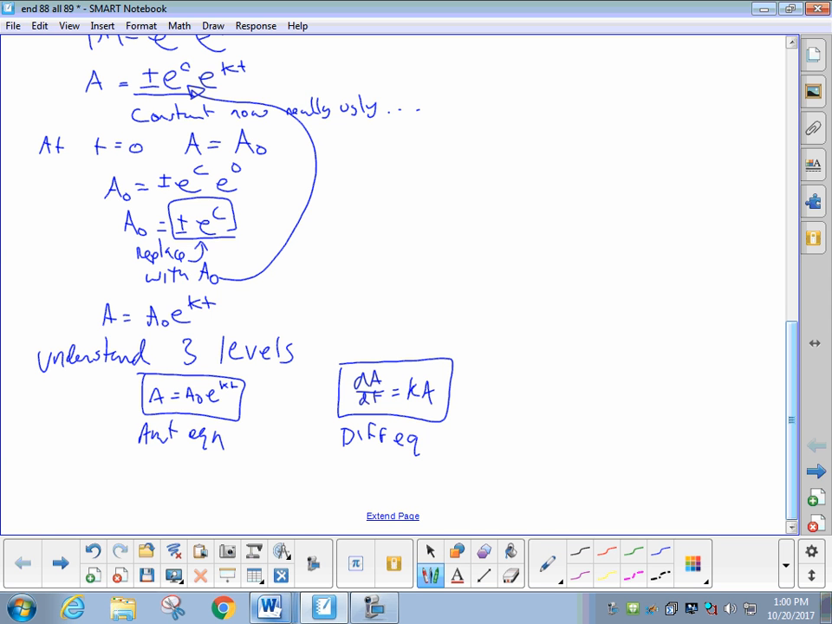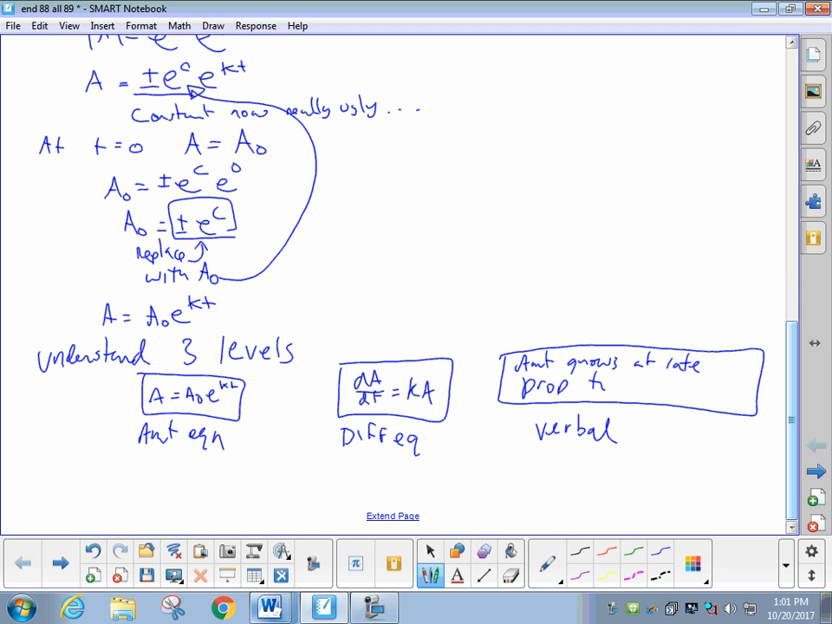And you also need to know the verbal description. If they give you a sentence that reads, the amount grows at a rate proportional to the amount at any given time, then that's code for exponential growth, and you need to go straight there. So let's look at 2 common multiple choice types of problems, all right? Are you with me?